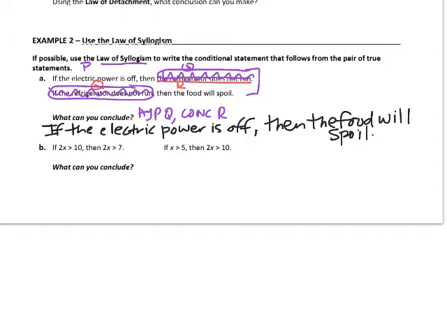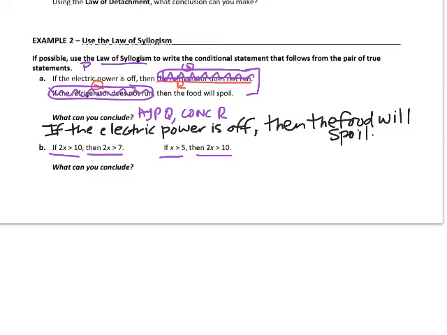So notice we had two statements to begin with, but because each of those statements had a repeated portion, we were able to get rid of those pieces that were repeated and just leave in what was necessary for us to state. All right, part B here, for example 2, gives us some math information. It says in statement number 1, if 2x is greater than 10, then 2x is greater than 7. And in the next statement, if x is greater than 5, then 2x is greater than 10.